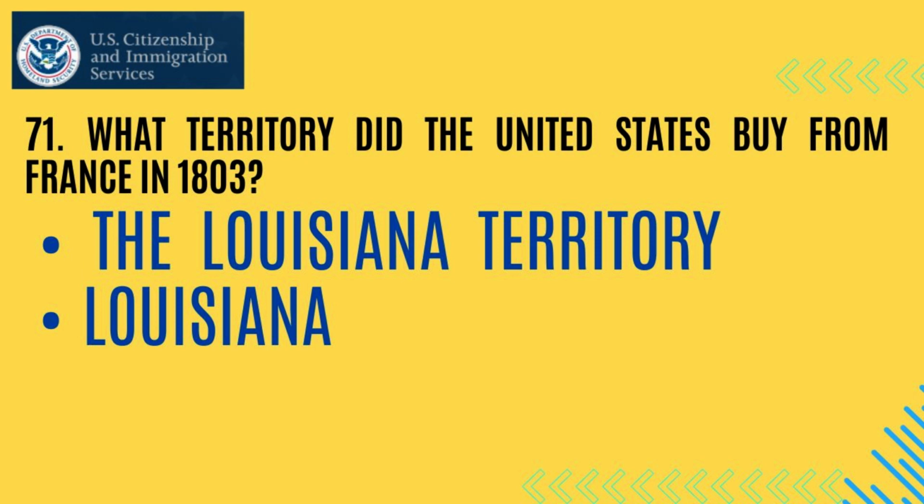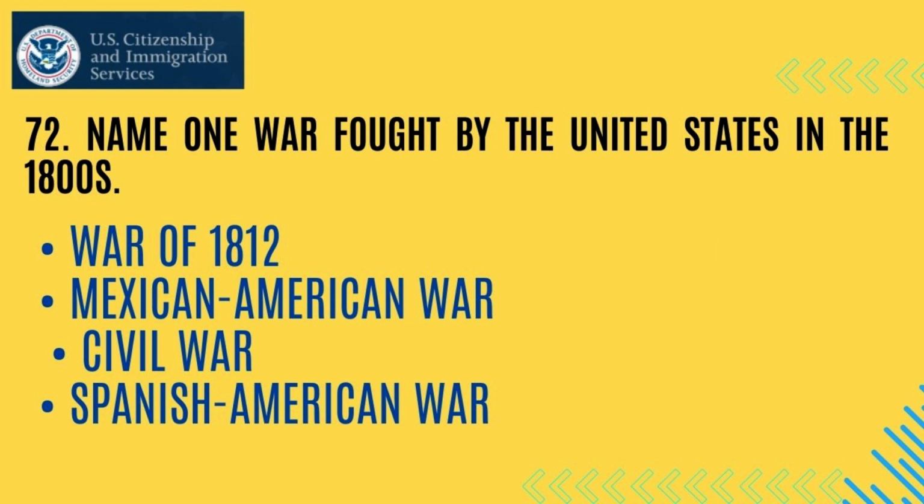71. What territory did the United States buy from France in 1803? The Louisiana Territory. Louisiana. 72. Name one war fought by the United States in the 1800s. War of 1812. Mexican-American War. Civil War. Spanish-American War.